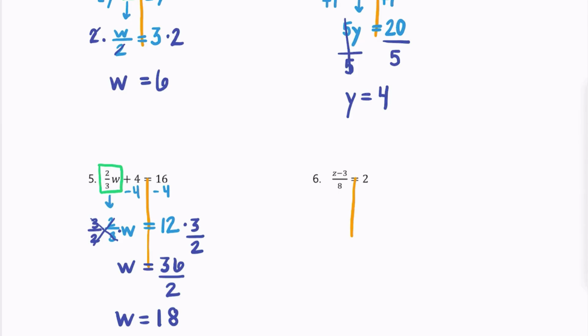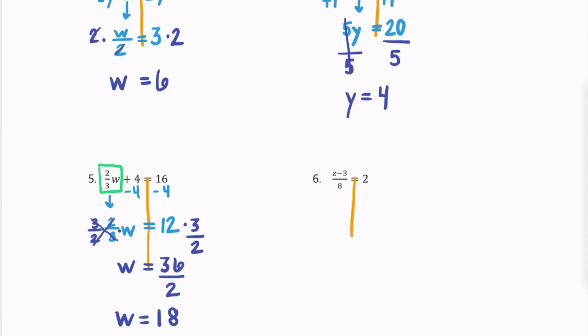And last but not least, the oddball. So if you've noticed 1 through 5, we added or subtracted first, and then we did multiplication or division to isolate our variable. So the opposite of what you would do in PEMDAS, you take care of your multiplication and division first, and then your addition and subtraction second. So remember, we're undoing that PEMDAS essentially.